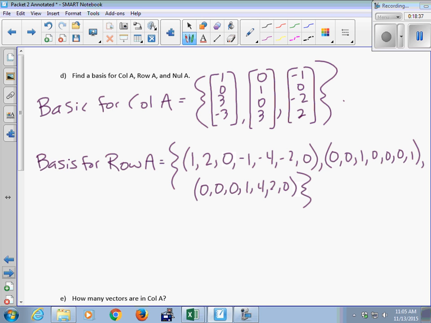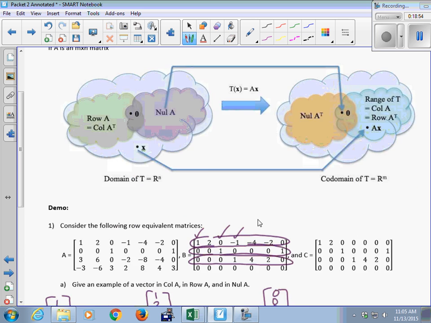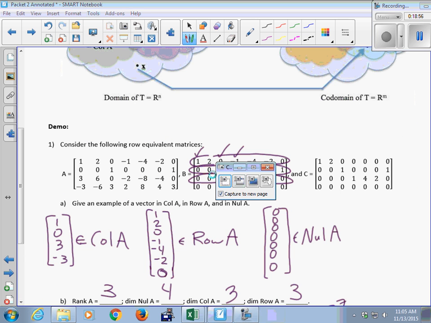Okay, the last thing I want to find is a basis for null A. Okay, so anyone remember how we do that? Parametric vector form. Solve AX equals 0, put it in parametric vector form. I'm gonna grab the reduced echelon form here.